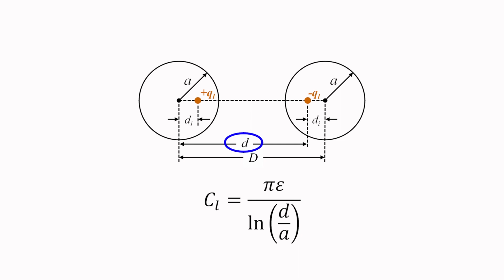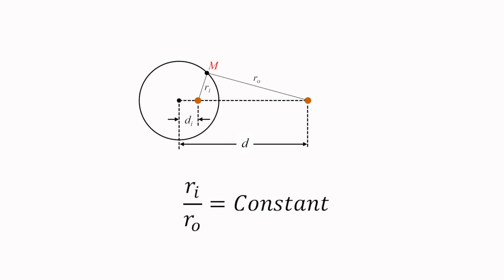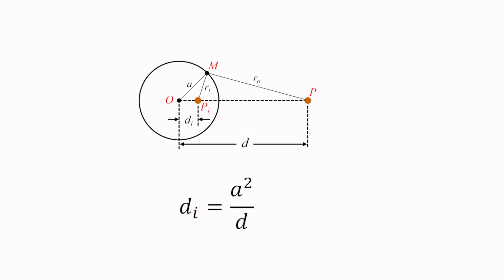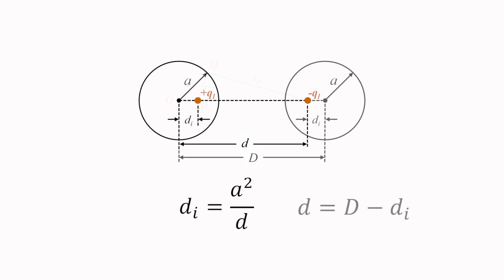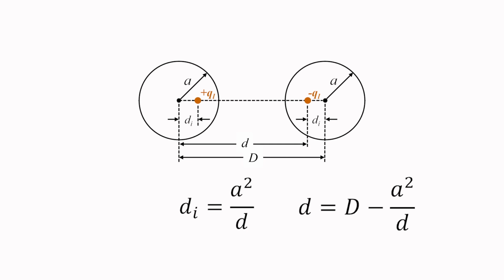But what of little d? We'd like to get this back in terms of large D, the center-to-center spacing between the wires. Remember that the outer surfaces of the wires are equipotential surfaces. If we take any point M on the surface, the ratio of the distances to the two images must be constant. The two triangles formed by points OPM and OMP' must be similar, which means that the ratios of the corresponding sides must be constant. d sub i then equals a squared over little d, but recall that little d also equals large D minus d sub i, or large D minus a squared over d.